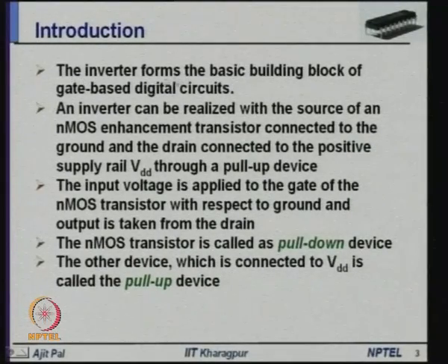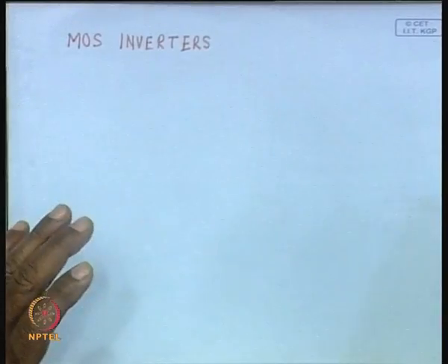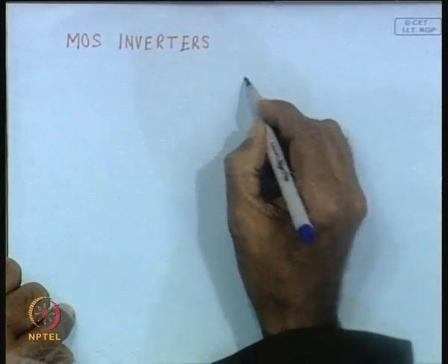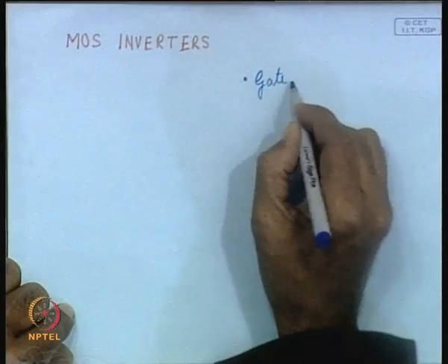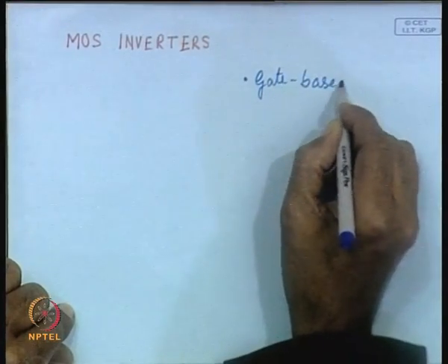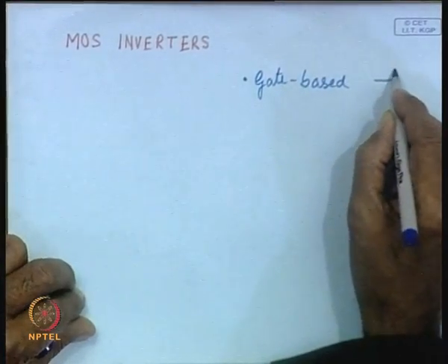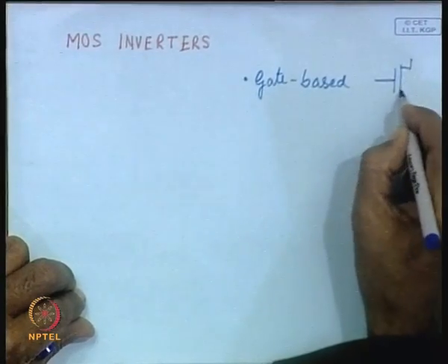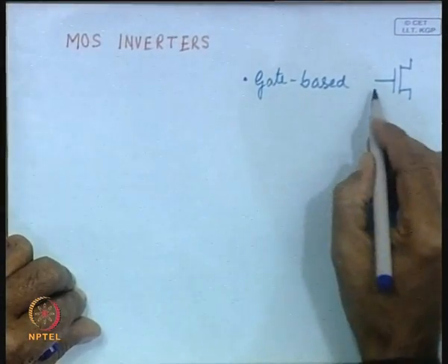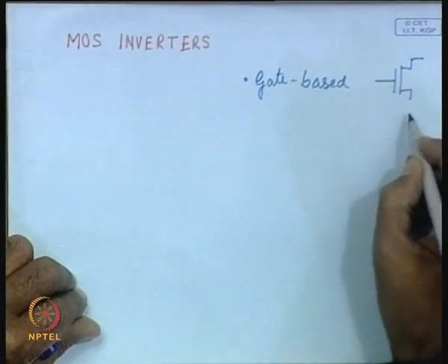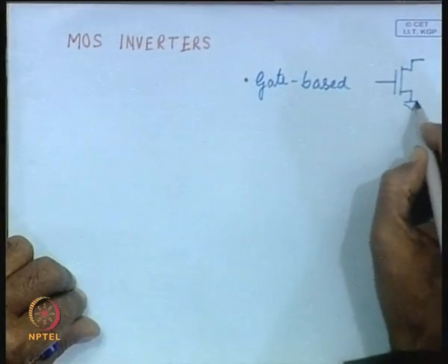As you know, the inverter forms the basic building block of gate based digital circuits. You must notice the word gate based. Actually, MOS circuits can be of two types. Number 1 is gate based. In gate based circuit, what you do? You apply your signal to the input of the gate and take the output from the drain, usually the source is grounded.